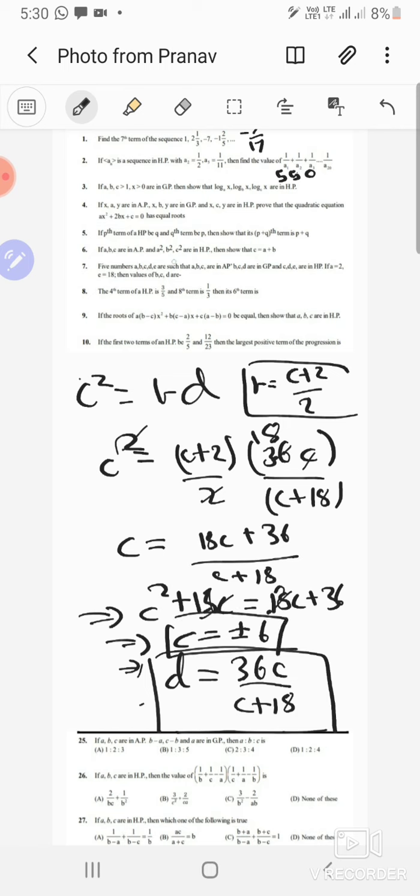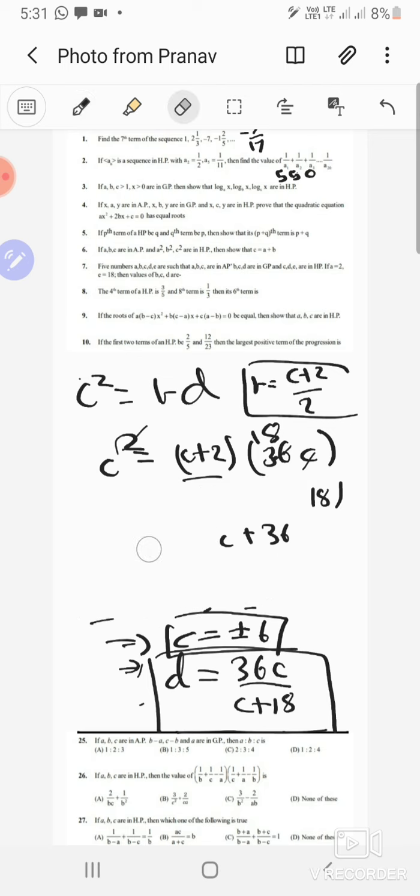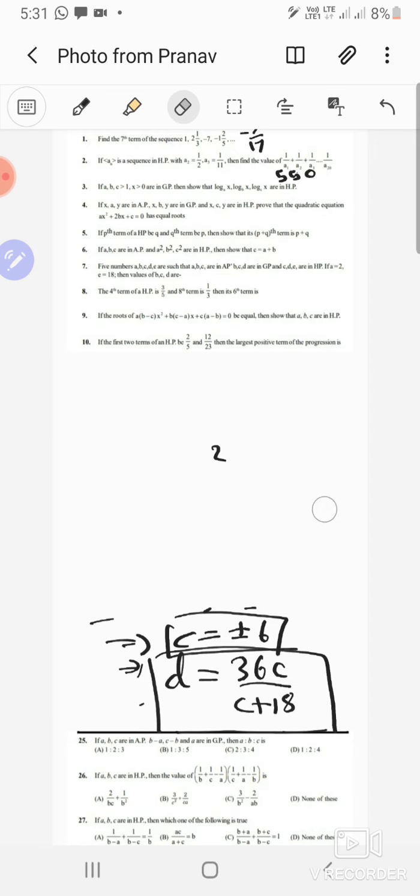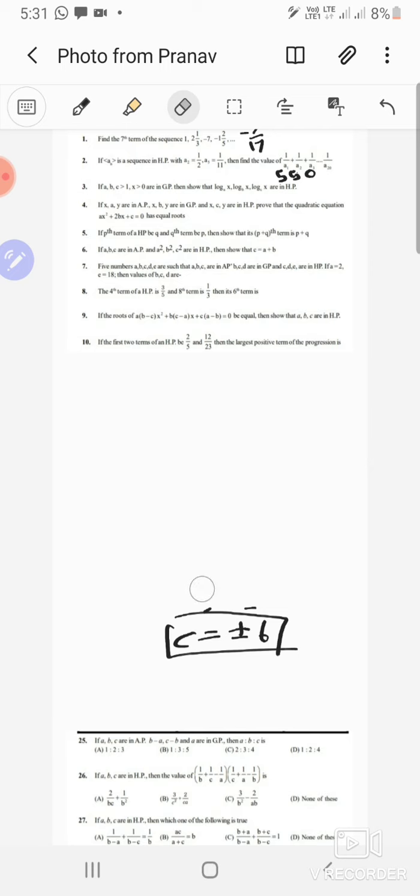Let's see, where is that GP thing? So c, d and e are in harmonic progression. b, c and d are in a geometric progression. Well, that should be it. You have c equals plus or minus 6. Let's see what we get when we put it as plus 6 and when you put it as minus 6. And now that we have got the value of c, the other thing will be pretty easy.